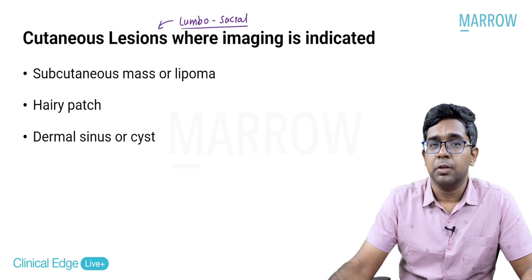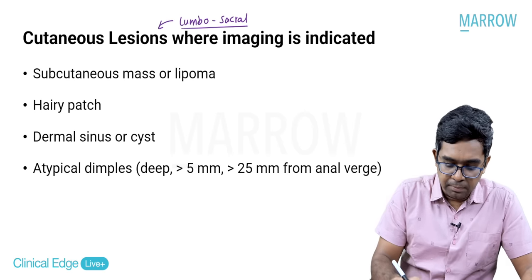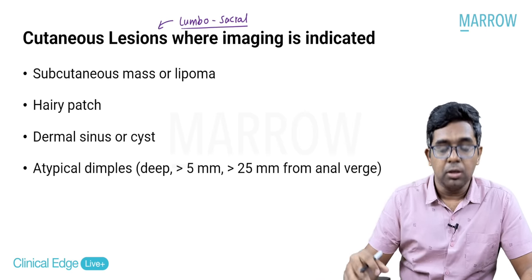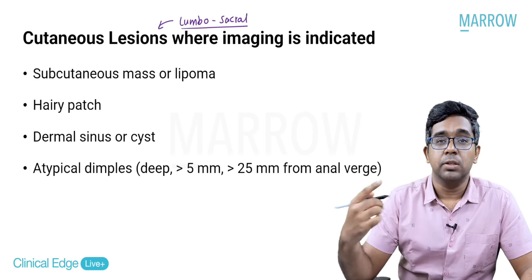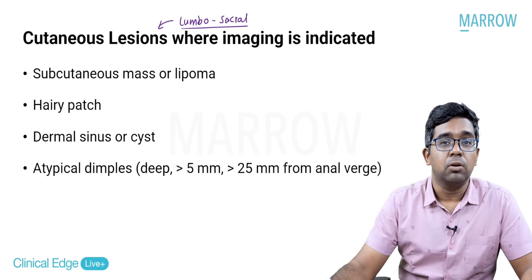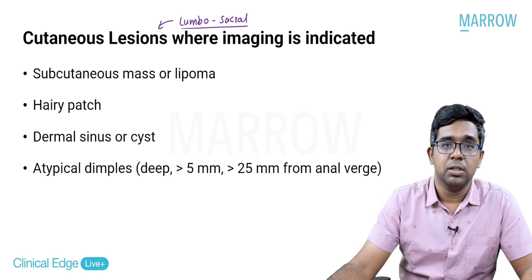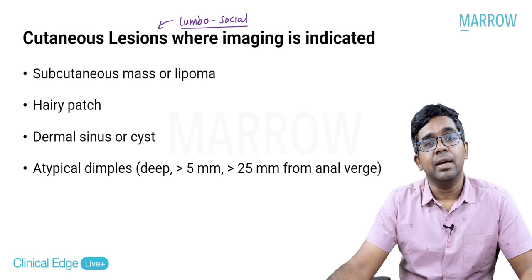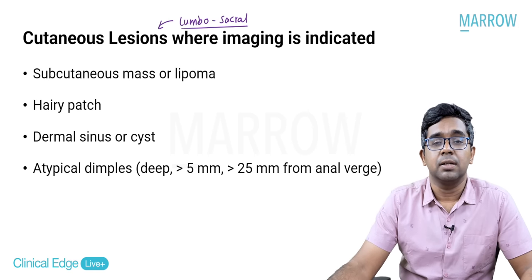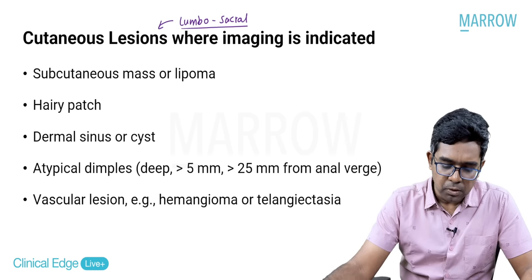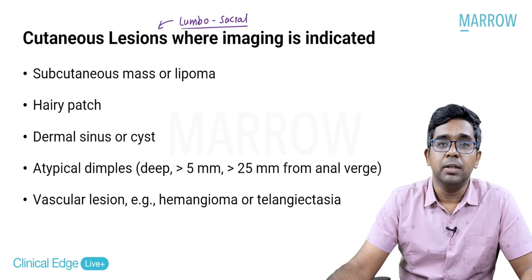Presacral dimples, or atypical dimples, like those which are very deep, more than 5 millimeter, or the distance from the anal verge is more than 25 millimeters, are called atypical dimples, which require further evaluation with a radiological investigation. And finally, any vascular lesion in the lumbosacral region, for example, a hemangioma or a telangiectasia, you have to do further imaging to look for the possibility of neural tube defect.